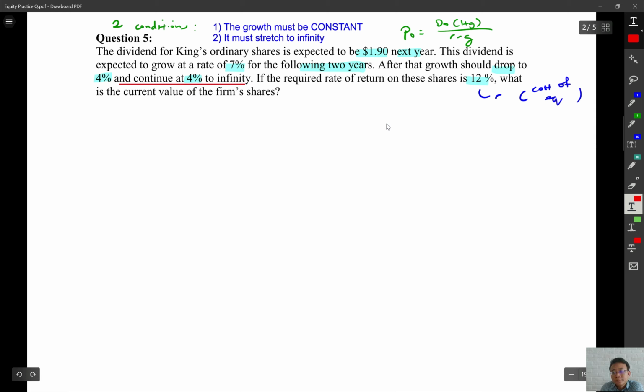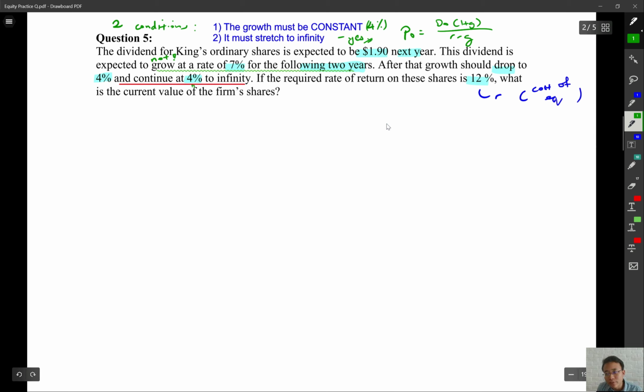Not here. Here it only grows at 7% for the following 2 years. This does not stretch to infinity. So you do not activate the formula when we deal with the 7%. You only activate it at the point of 4%. It is constant at 4% and goes to infinity, according to your question.